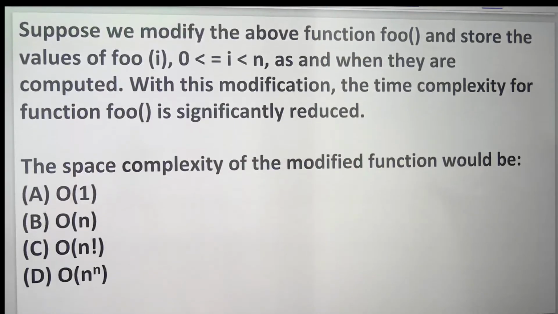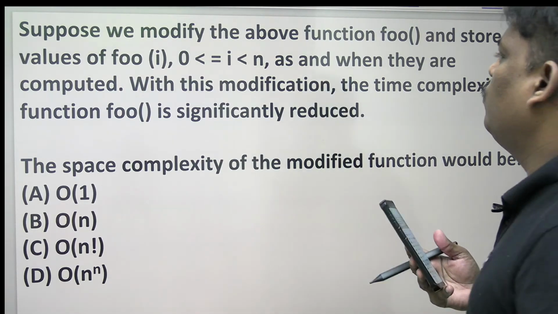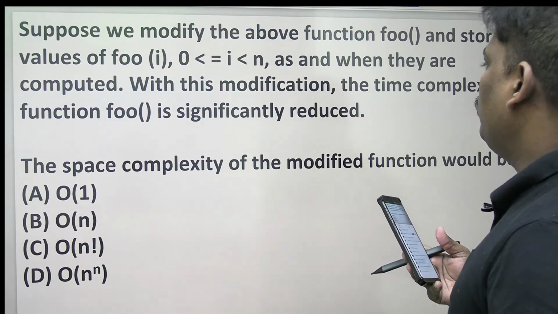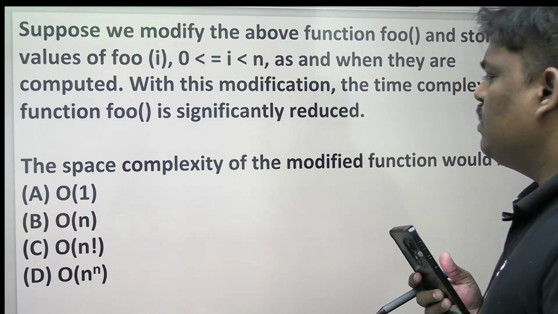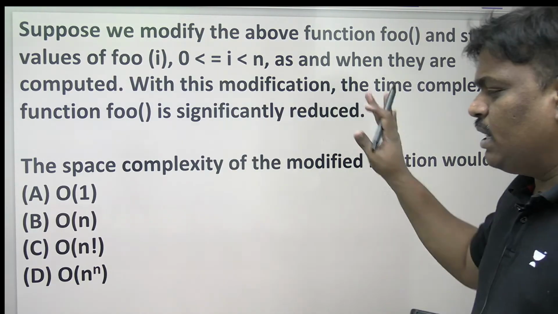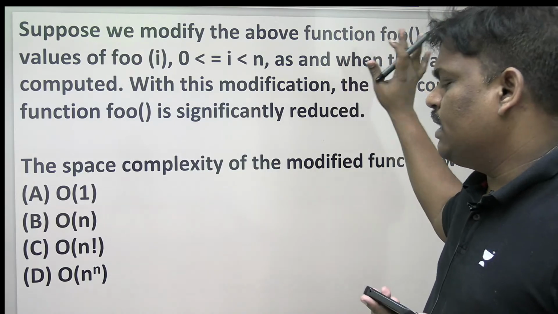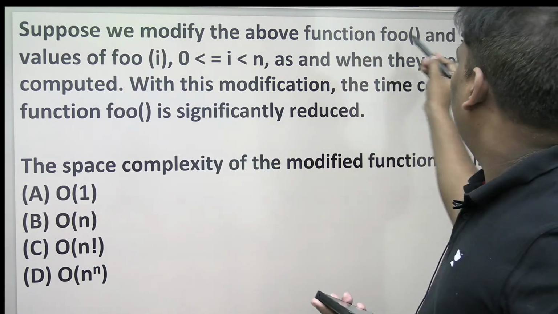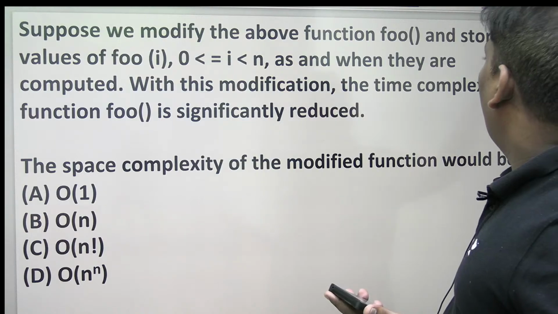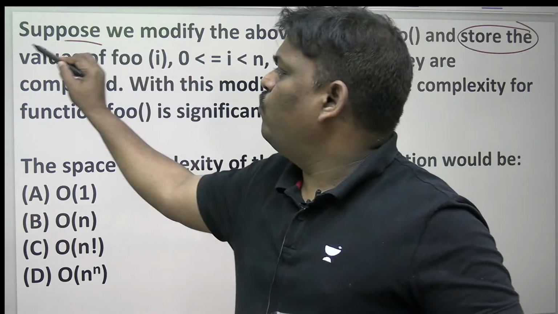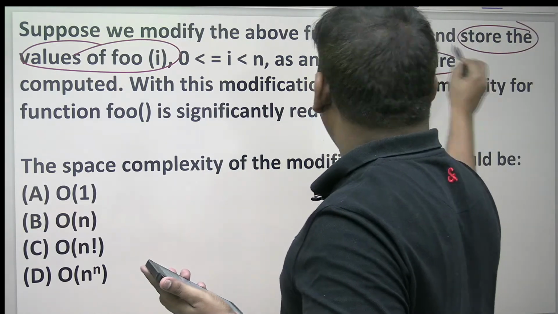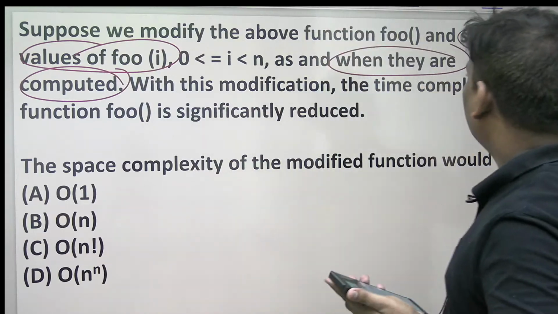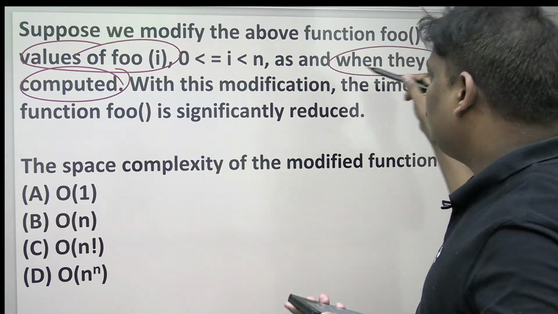Yeah. Can you see the next one? Suppose we modify the above function foo and store the values of foo as and when they are computed. With this modification, the time complexity of function foo is significantly reduced. What is the space complexity of the modified function? Remember, it is a nice concept. This is called storing the values of foo when they are computed.